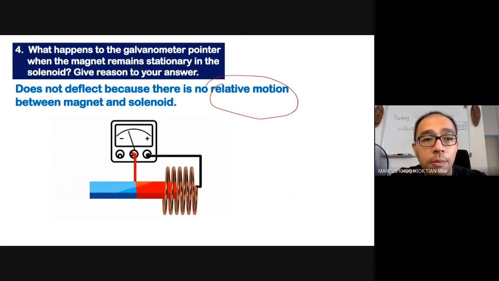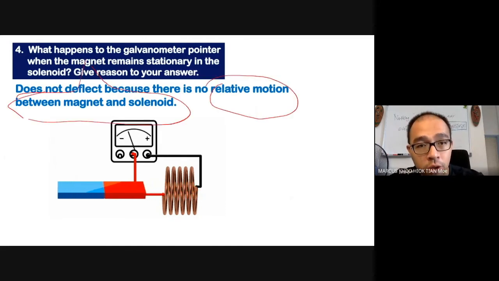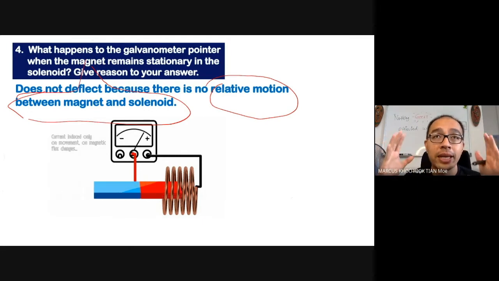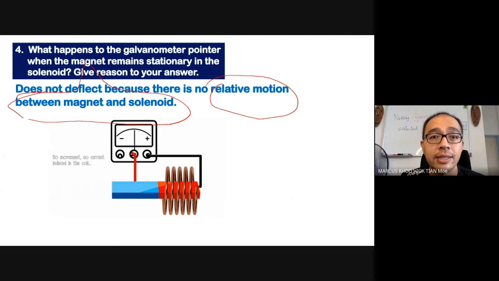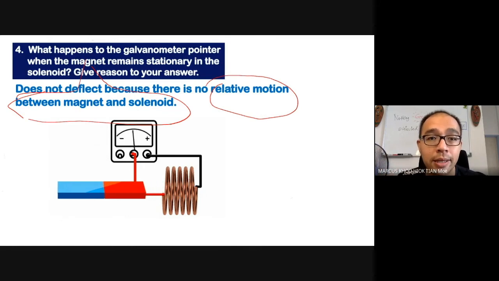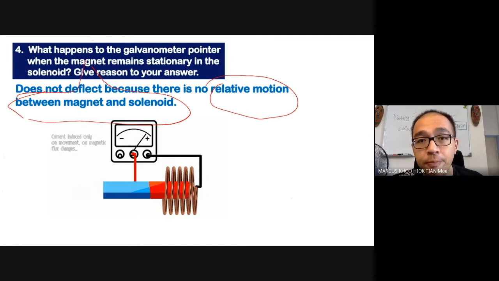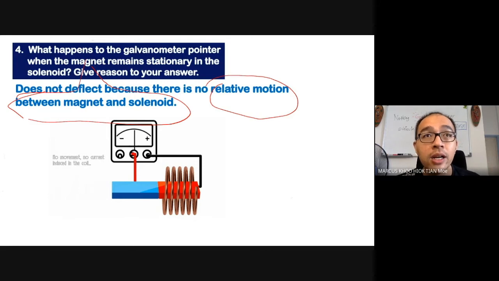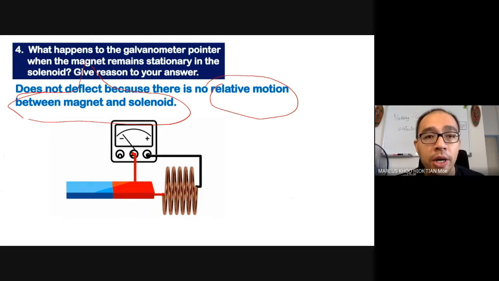So when we talk about relative motion, we are talking about magnet and solenoid. This is a case-specific kind of reasoning lah. Bila kita cakap pasal solenoid dan magnet, we usually talk about relative motion. You can also say it does not deflect because there is no magnetic field lines being cut. There is no cutting of magnetic flux. Also can. It's the same reason why there is no induced current.